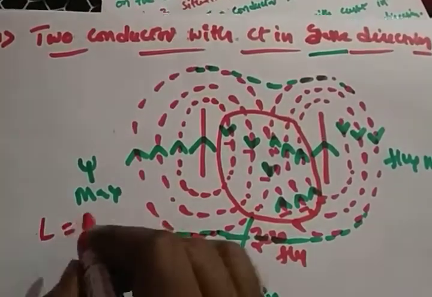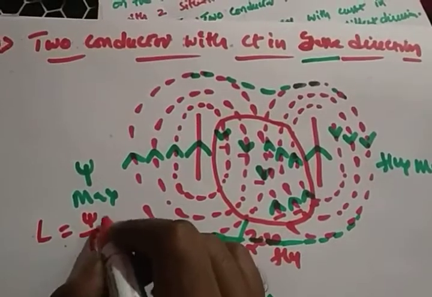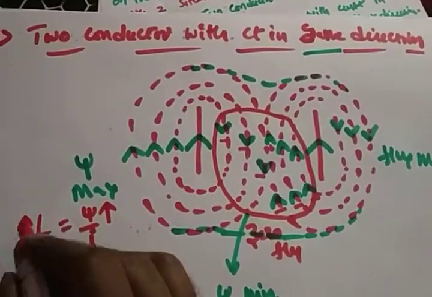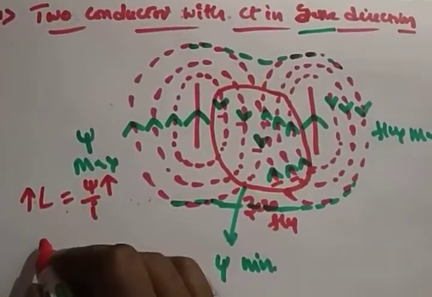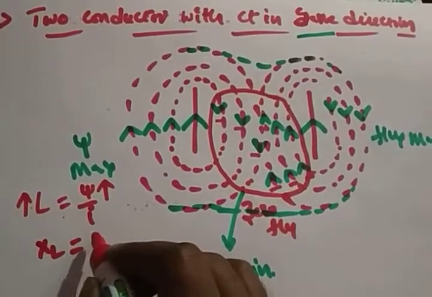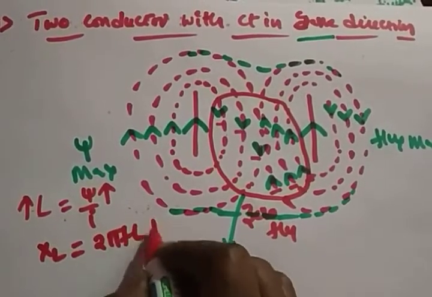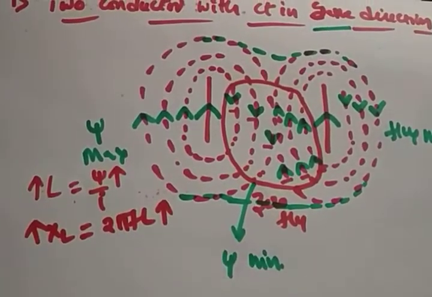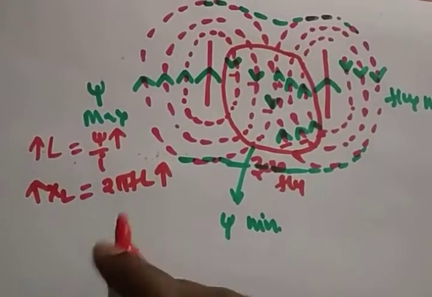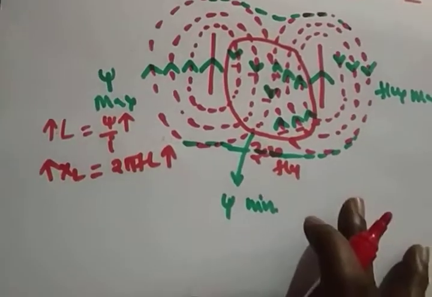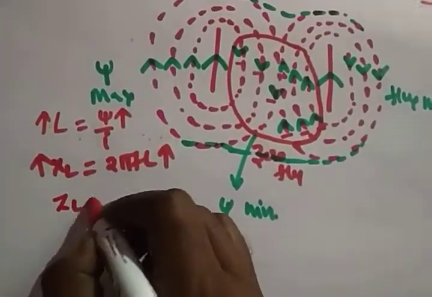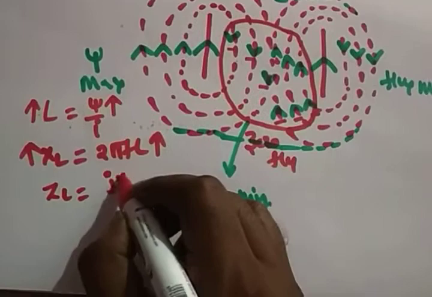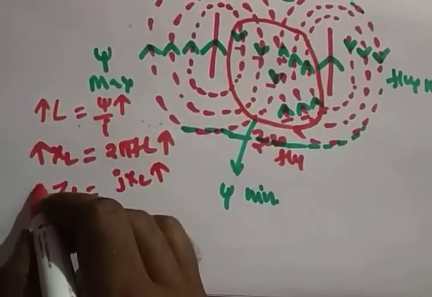what is inductance? Psi by I. If psi increases, inductance will increase. If inductance increases, what about XL? 2 pi f L. XL also increases. Right? If XL increases, what about ZL? ZL is equal to jXL. XL increases, so your ZL also increases.